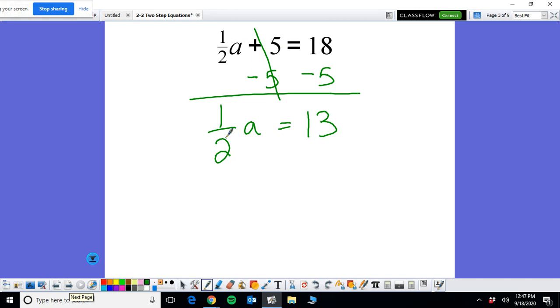1 half is really the same thing as 0.5. So you could say 0.5a equals 13. There's a lot of ways you can look at this. Some people would maybe put the a on the top. That's okay. That's an acceptable move.